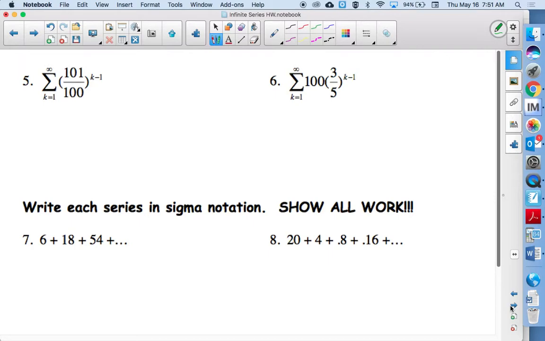Odette, what's R? 101 over 100. Right, this number right here with the exponent, that's our R value. So when it's in geometric sequence, the R is attached to the exponent. Odette, is that bigger than 1? Yeah, it's barely bigger than 1, but it is bigger than 1. So that means there is no sum. So as long as it's bigger than 1, there isn't a sum. Questions?